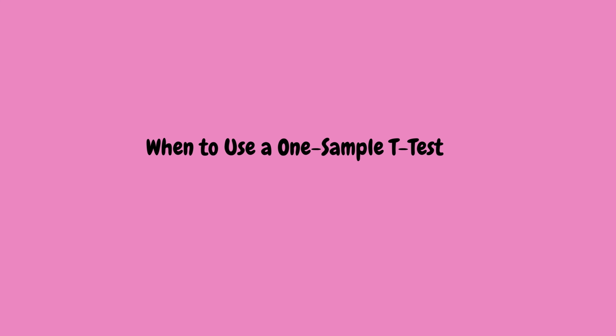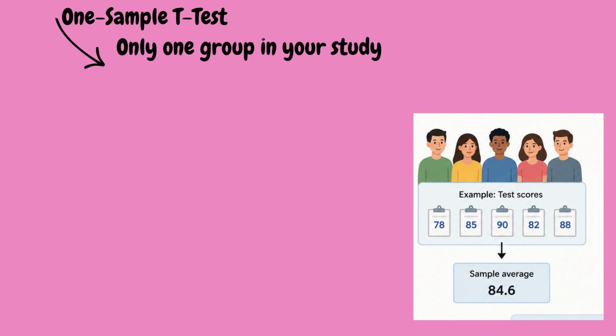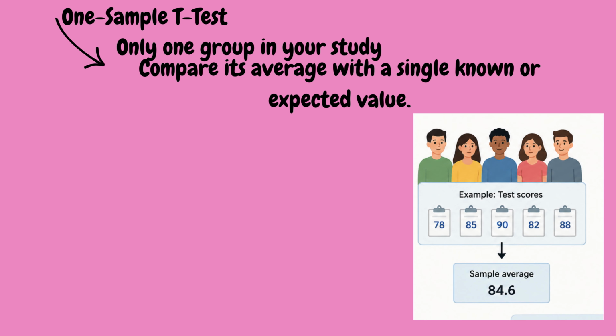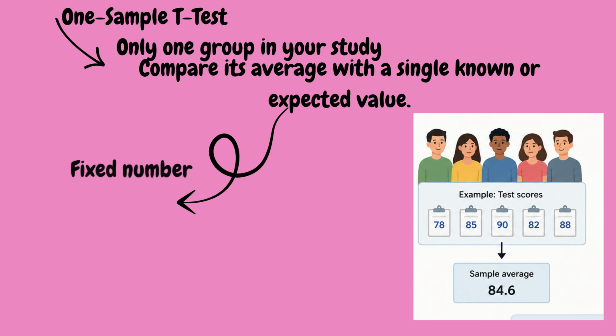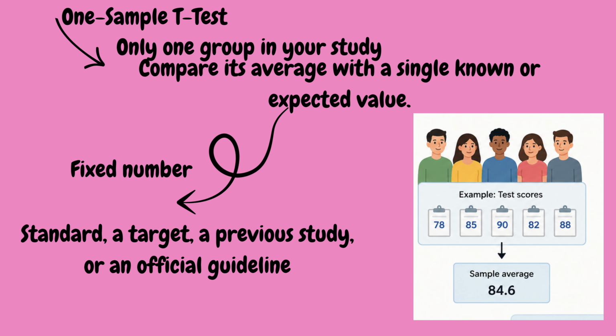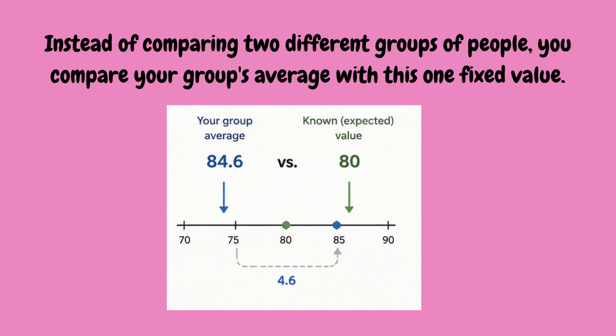When to use a one-sample t-test: use a one-sample t-test when you have only one group in your study and you want to compare its average with a single known or expected value. The known value is simply a fixed number that you already have. It can come from a standard, a target, a previous study, or an official guideline. Instead of comparing two different groups of people, you compare your group's average with this one fixed value.